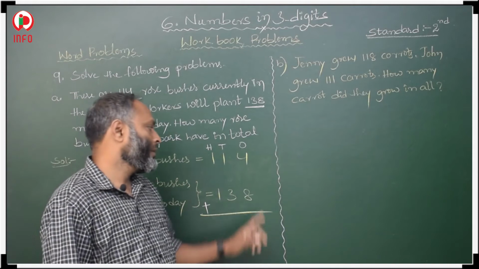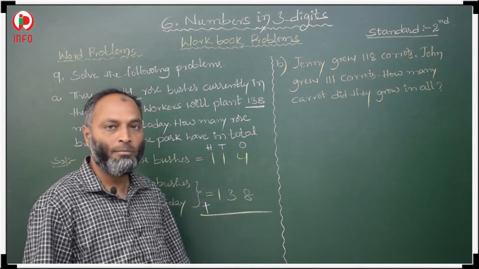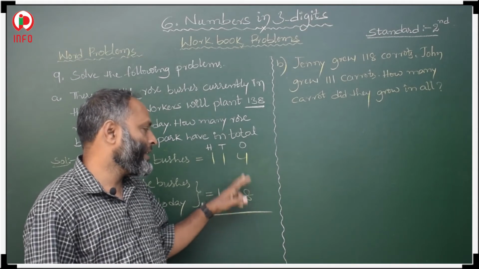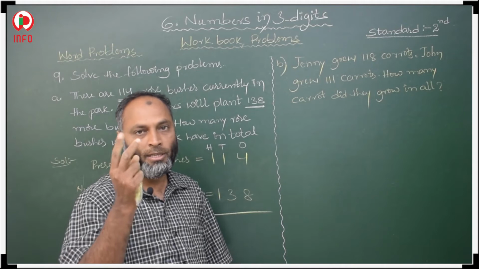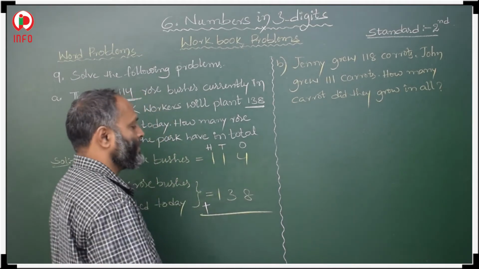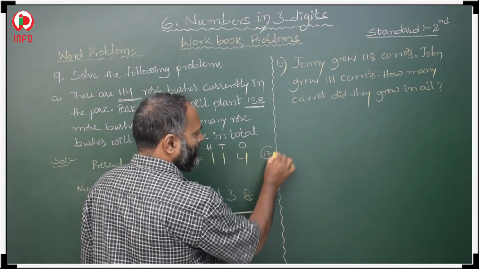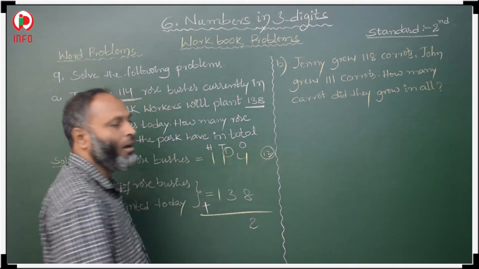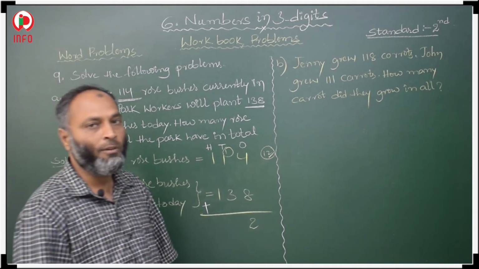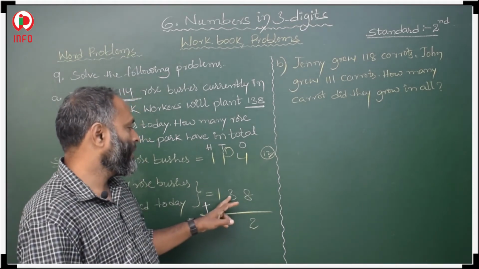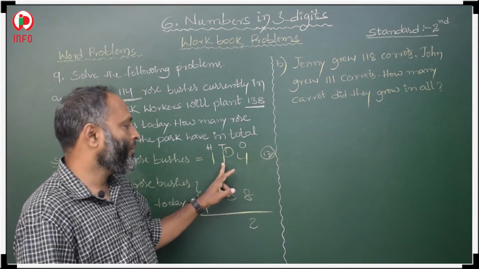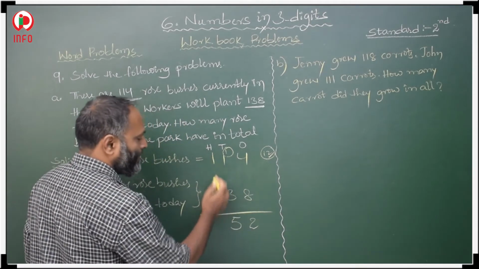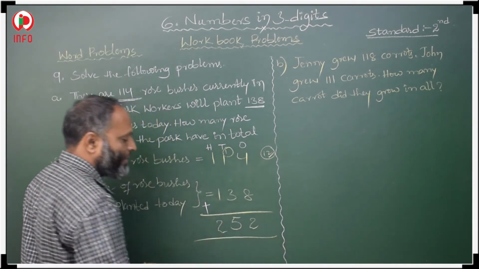Then how to add? First we have to add the ones place. What is there in the ones column? 8 and 4. Add 8 and 4: 8, 9, 10, 11, 12. 12 ones means 2 ones and 1 tens. The 1 you take as carry over on the tens place. Then after that add the tens column. 3 plus 1, 4. 4 plus 1, 5. 5 tens. 1 plus 1, 2. 252.